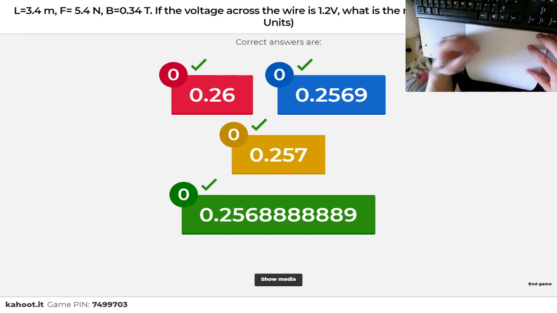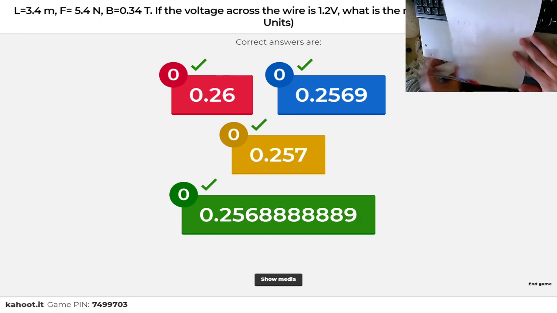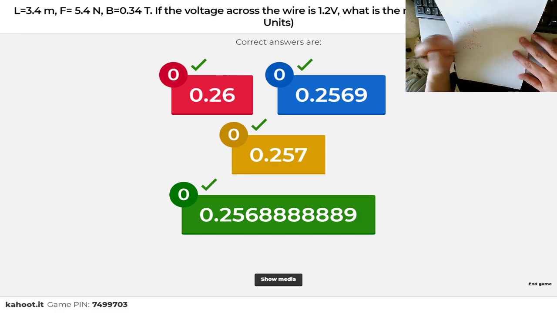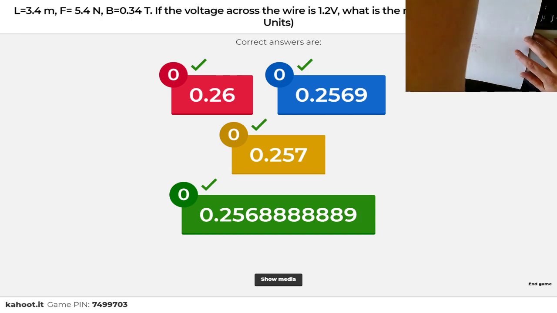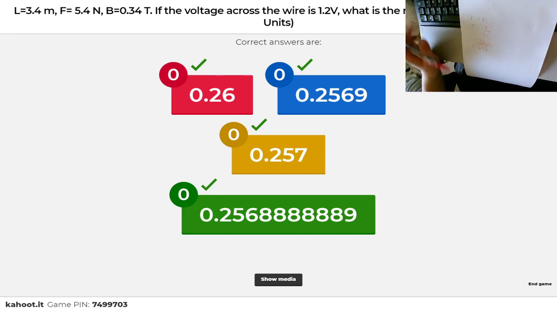Right, so first thing we do then. We have F equals BIL. We want I, so I is F over BL. That's 5.4 divided by 0.34 times 3.4, and that will give us our current. Now the current, if I remember rightly, is about 4.7 amps. It's slightly off from that, but that's close enough, that will do.